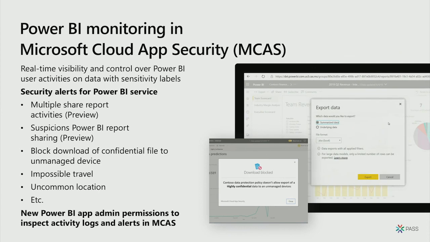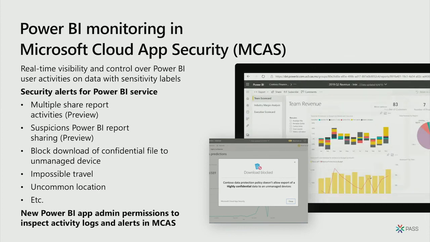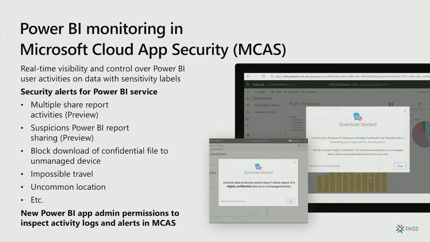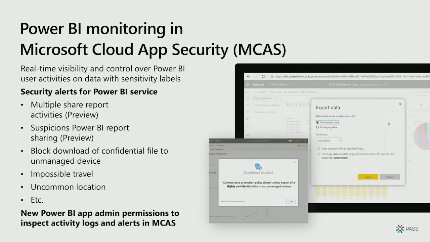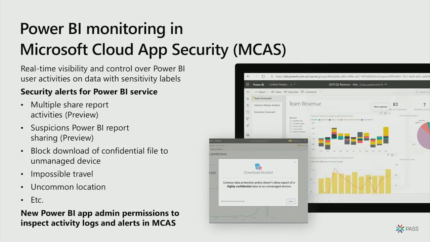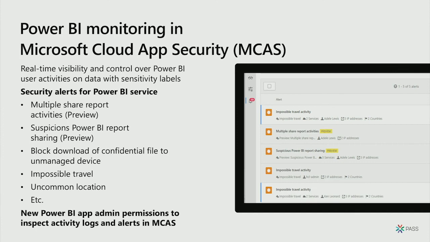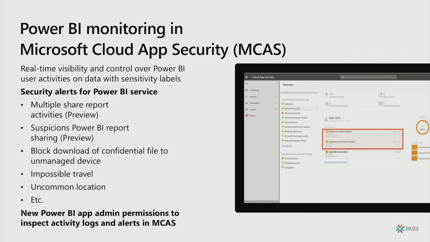So with Microsoft Cloud App Security real-time visibility and control over Power BI user activities and sensitivity labels, administrators can configure security alerts for the Power BI service. Right here we get to see the animation of what I was just showing you. And there are alerts and security policies which you can configure using Microsoft Cloud App Security. These alerts come in all shapes and sizes, including but not limited to suspicious Power BI report sharing, blocking download of confidential files to unmanaged devices, impossible data detection, impossible travel detection, uncommon location login attempts, and lots more.